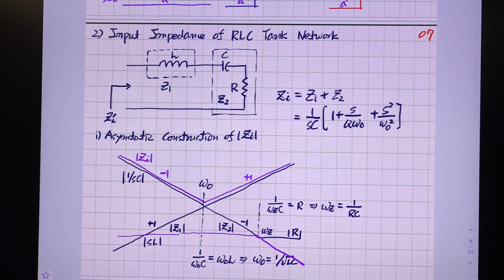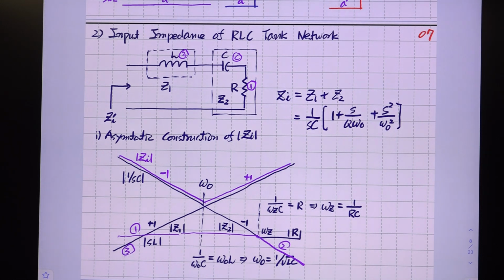Okay, so let me mark this. R is number 1, and C is number 2, and L is number 3. Then we have this 1. Okay, no. 1 is this one, horizontal line. This is 1. And this is the 2, and this is 3, right?